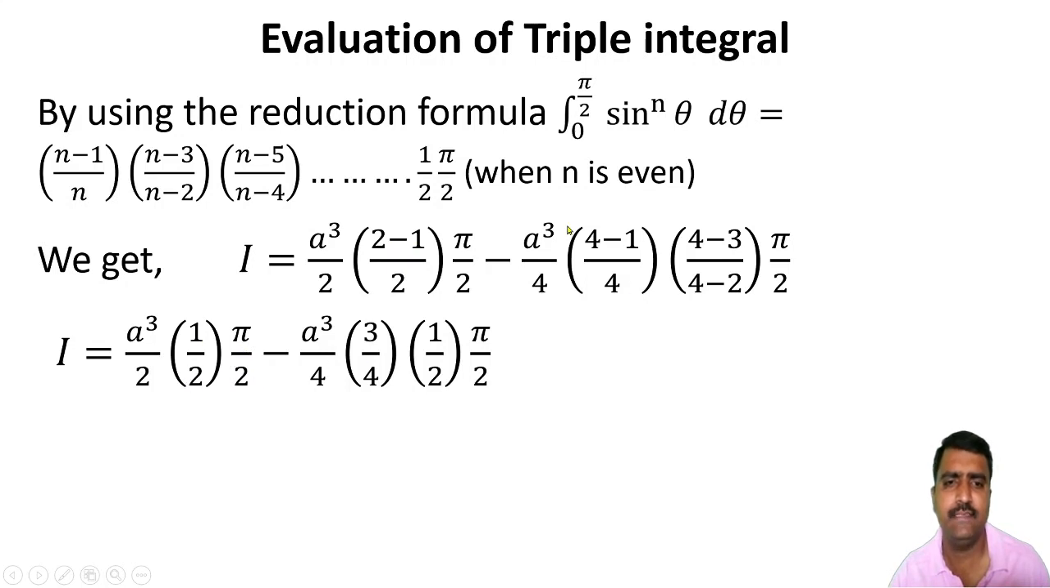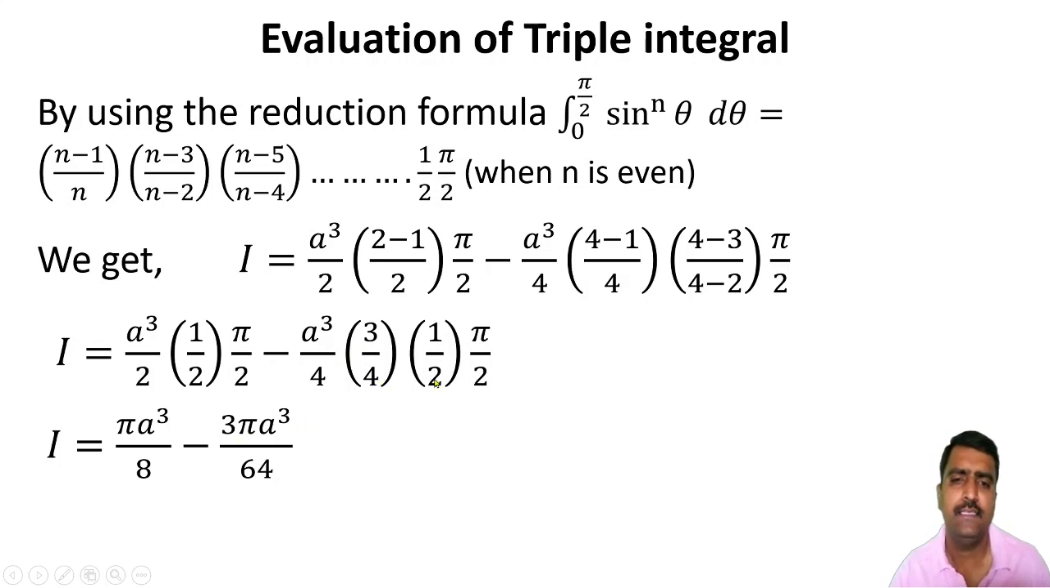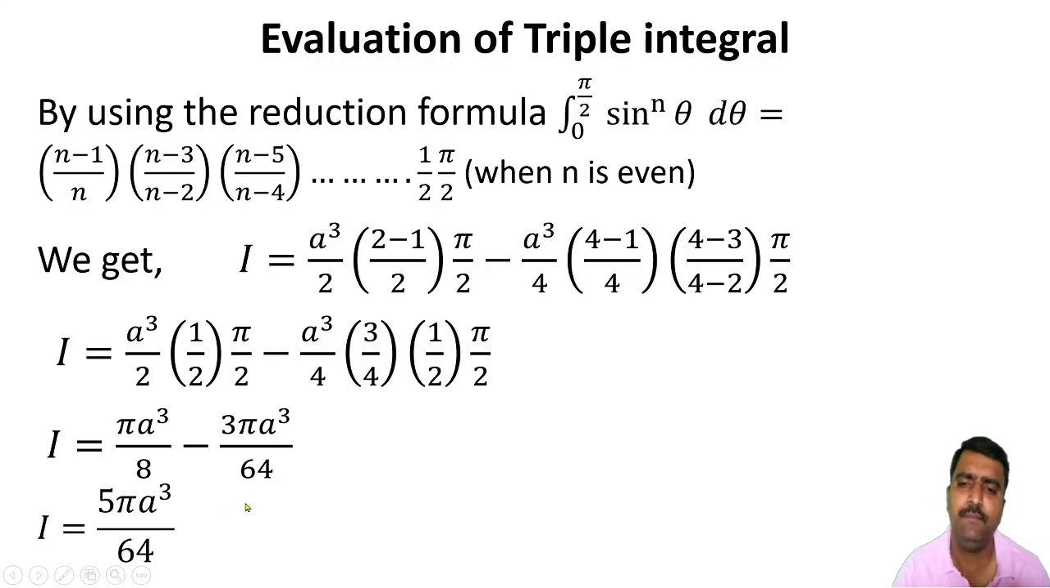into pi by 2, minus this is a cube by 4, this is 3 by 4 and this is 1 by 2 into pi by 2. Okay, simplifying this, this becomes pi a cube by 2, 2 is a 4, 4 2 is a 8, minus 3 pi a cube by 4, 4 is a 16, 16 2 is a 32, 32 2 is a 64. So this becomes 64. In the next step you take 64 as the LCM. So 8 is a 64.